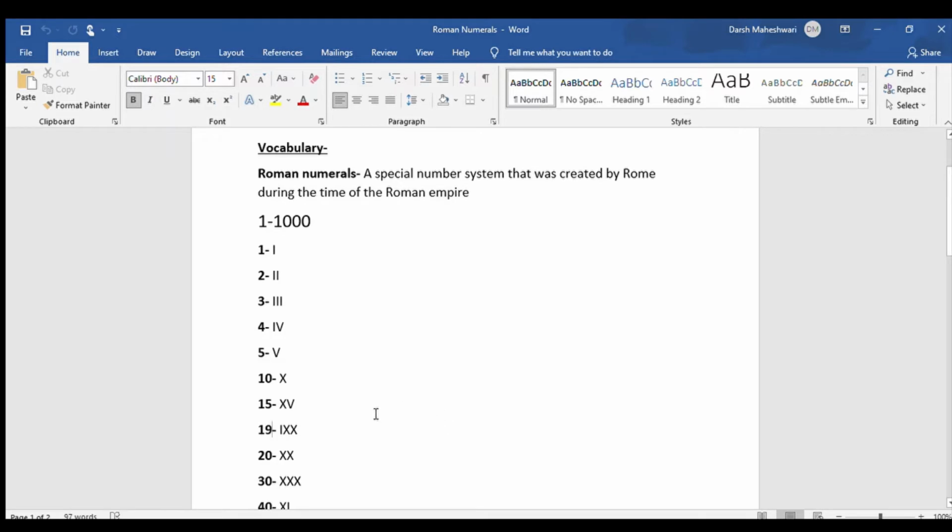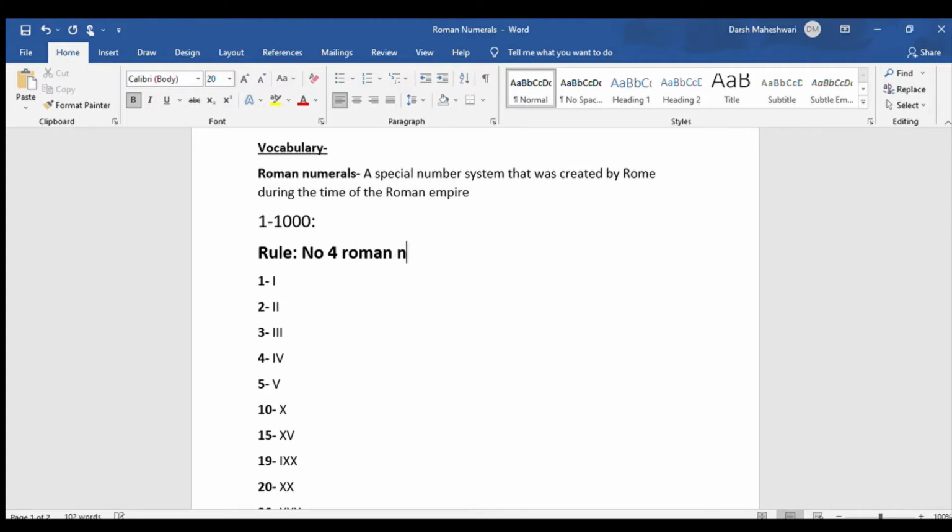It would be 4 I's, and so here's the rule. You don't want 4 of the same thing. So let's just write that rule here. Rule: no 4 Roman numerals together, not letters. The correct thing is Roman numerals. So that's why it would be IV or XIX, because you don't want it to be XVIIII.